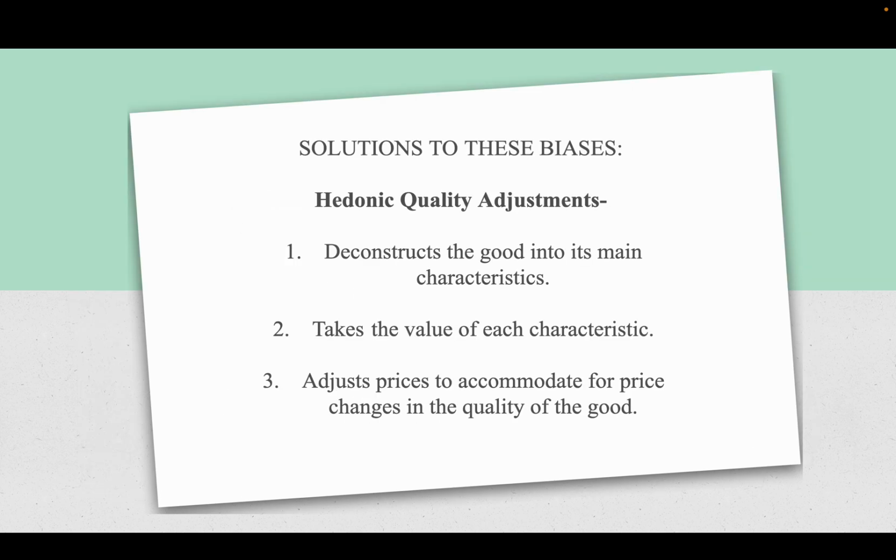A solution to these biases is the hedonic quality adjustments. The hedonic quality adjustments first deconstruct the good into its main characteristics, then take the value of each of those characteristics, and finally use those values to adjust prices when the quality of the good changes.